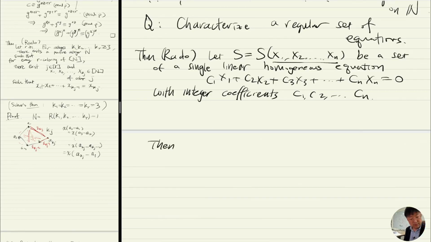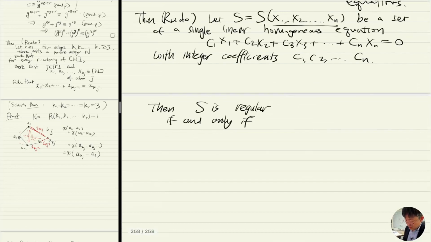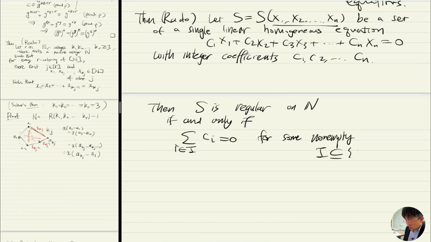Then S is regular if and only if... So what is the condition? S is regular if and only if the sum of the ci is 0 for some non-empty subset of 1 up to n. Okay, is that the theorem?